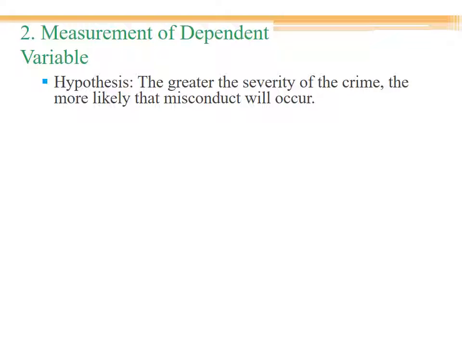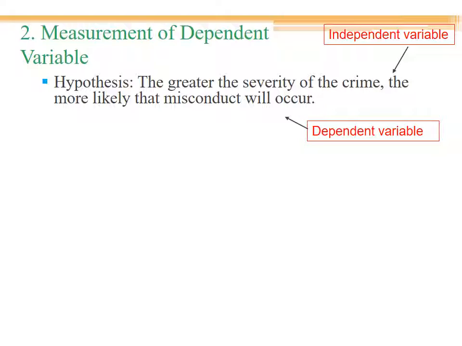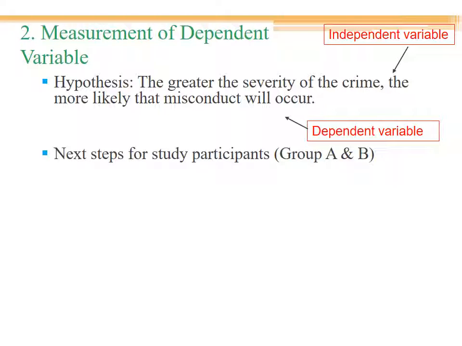So we have manipulated the independent variable, severity of crime. Now we need to measure if it had an effect on the dependent variable, misconduct. Remember that the researchers defined and operationalized prosecutorial misconduct to see if prosecutors would withhold evidence from the defense team. How did the researchers measure this misconduct?